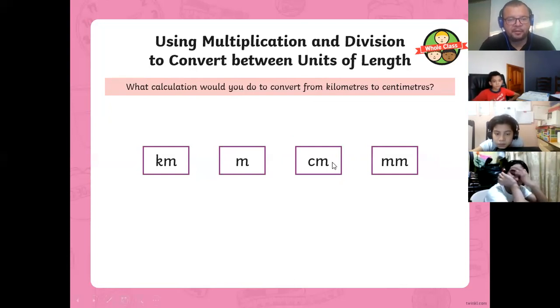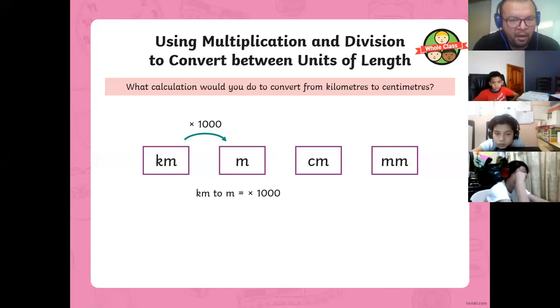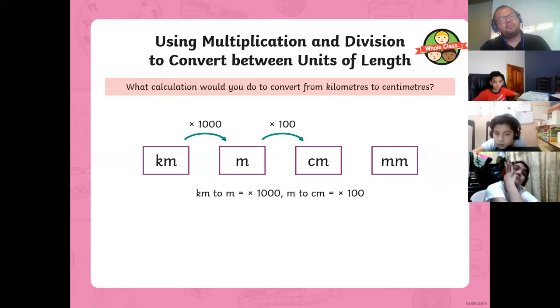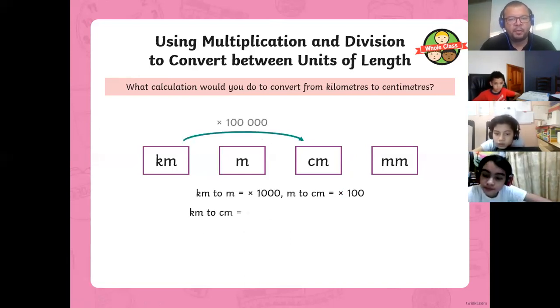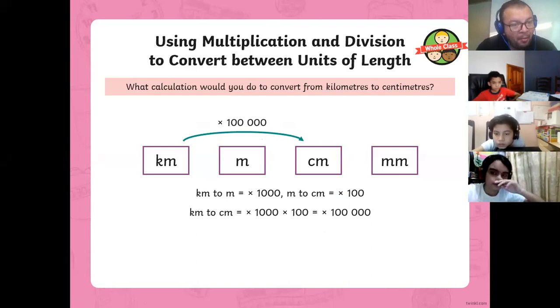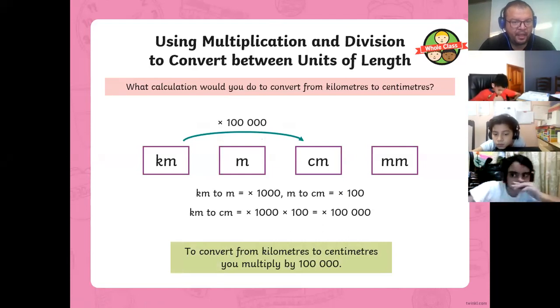Kilometers to centimeters. How many? The same way. From kilometers to meters, we have 1,000. And from meters to centimeters, we have 100. So from kilometers to centimeters, you're going to multiply by 100,000, right? To find how many centimeters we have in 1 kilometer.